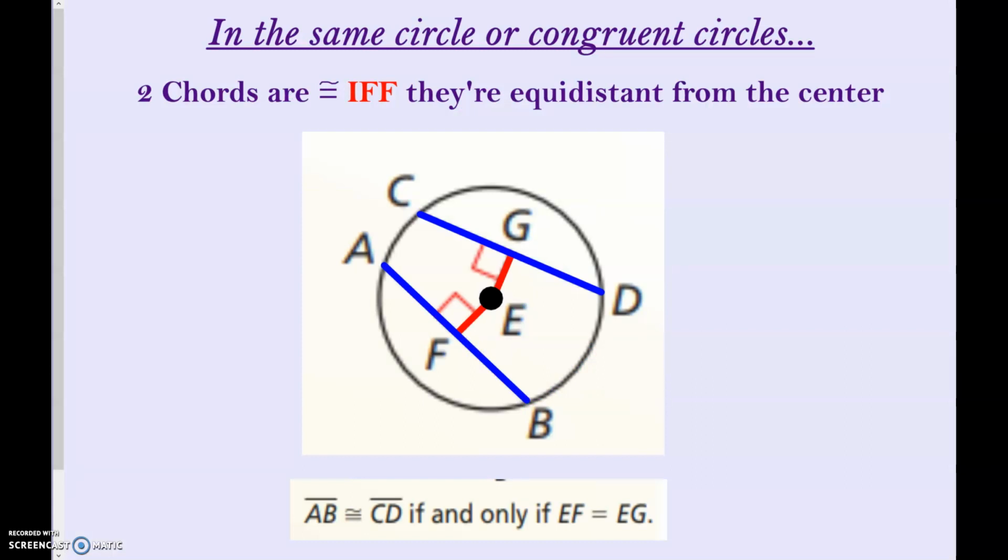All right, so this we've already talked about here in this chord. If we've got AB and CD, we have these 2 chords, and they are equidistant from the center of the circle, then chord AB must be congruent to chord CD. And vice versa the other way. If AB is congruent to CD, then they must be equidistant from your center because it's an if and only if conditional statement.